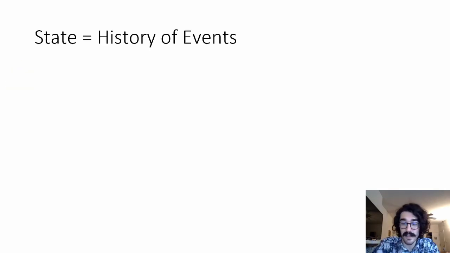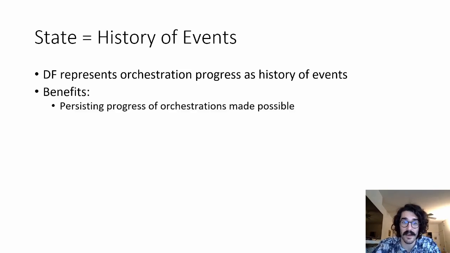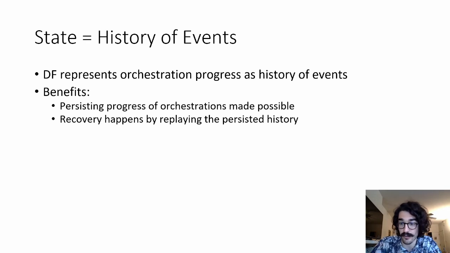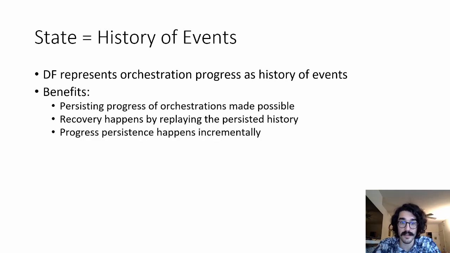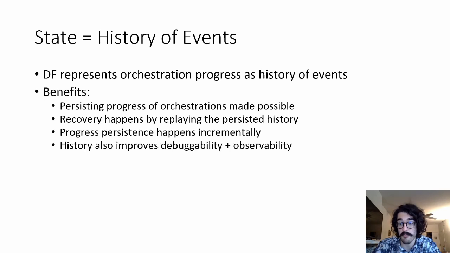The answer is that the state is saved as a history of events. The benefits are, first of all, we can persist the progress of orchestrations on arbitrary languages. Second, the recovery happens by replaying the persisted history. And then another thing is that the progress persistence happens incrementally, which is fast and cheap. And another side benefit is that the history improves debuggability and observability.